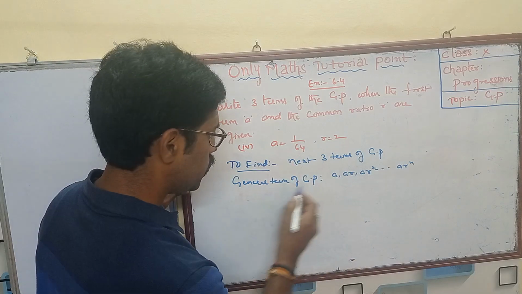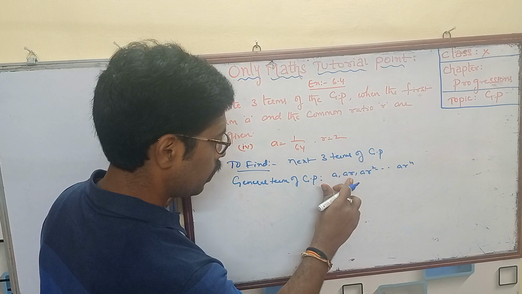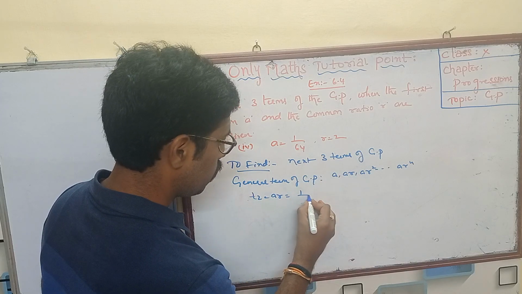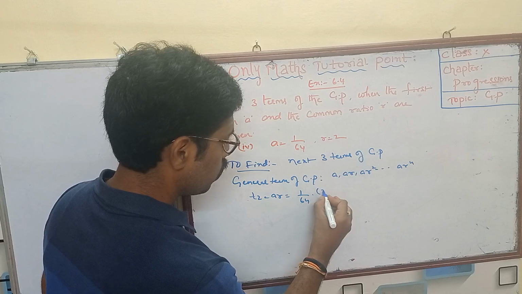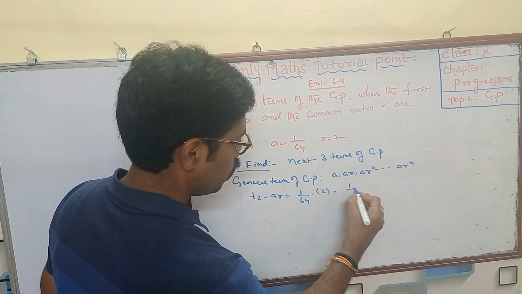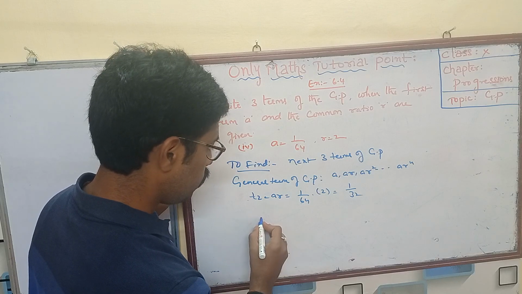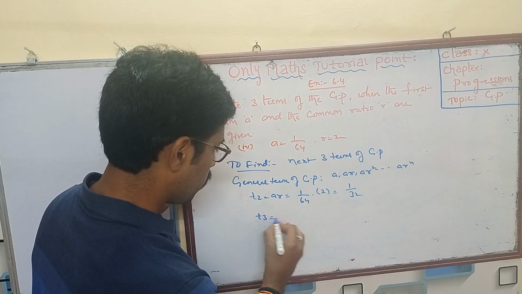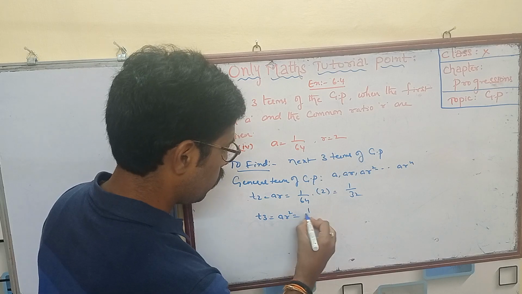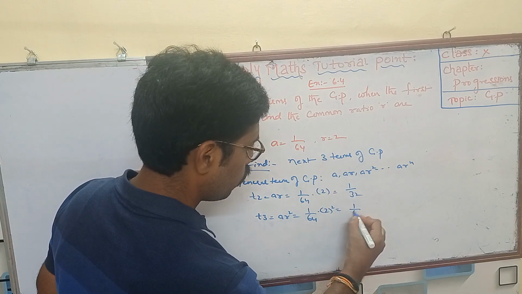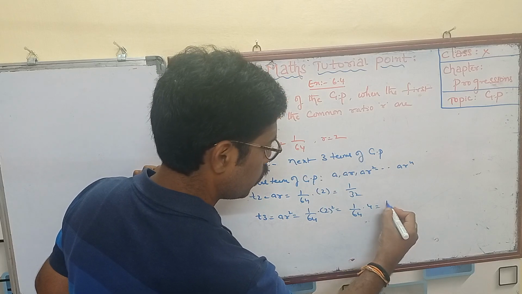So what is T2? This is A, already given. AR is T2. That is the second term. So 1 by 64 into 2, that is equal to 1 by 32. T3, AR squared, that is 1 by 64 into 2 square, that is equal to 1 by 64 into 4, that is equal to 1 by 16.